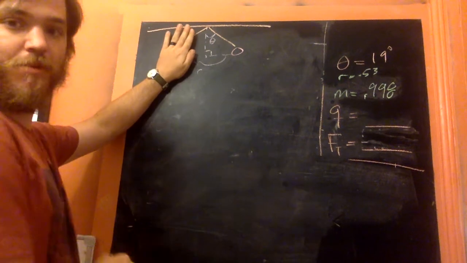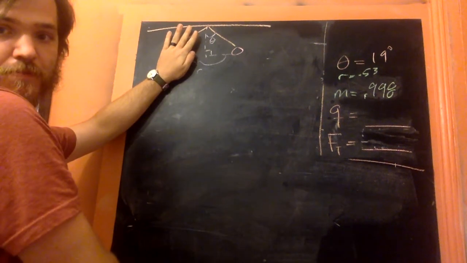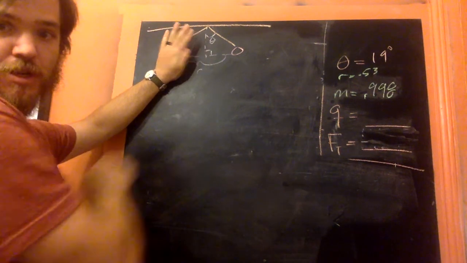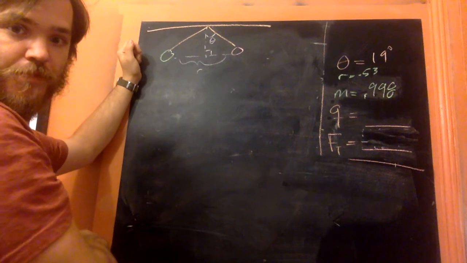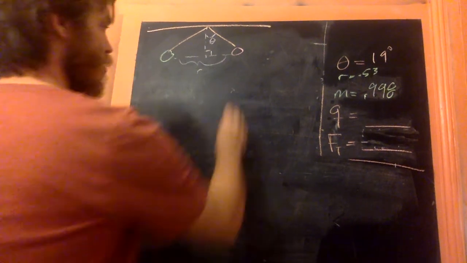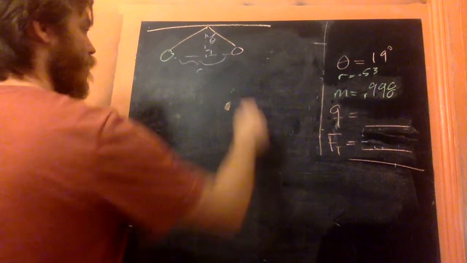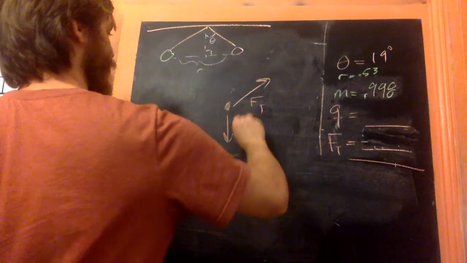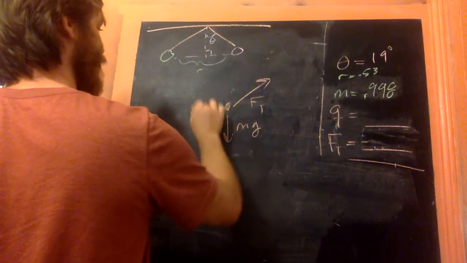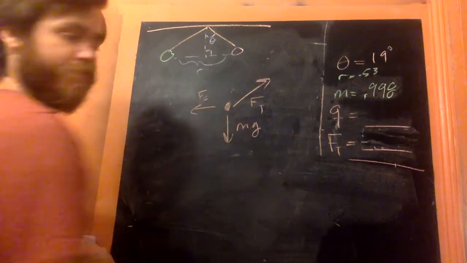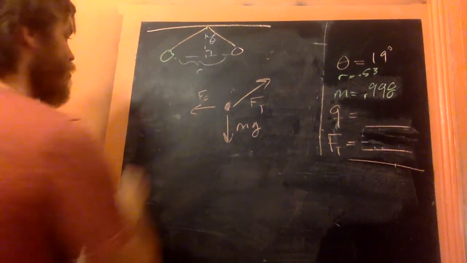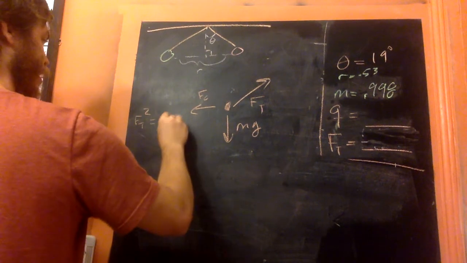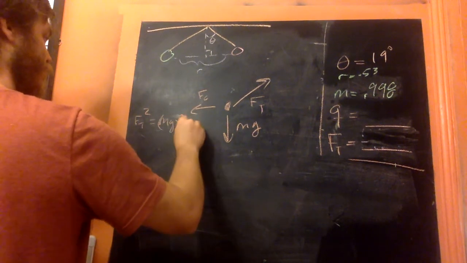Because of the symmetry of the problem, we can solve for just one side of the problem. If it weren't symmetrical in mass and charge, then the geometry would not also be symmetrical. So let's start with a point. We have Ft, downward we have mg, over we have the electric force, or the Coulomb force. And by the Pythagorean theorem, we can say that Ft squared is equal to mg squared plus Fe squared.